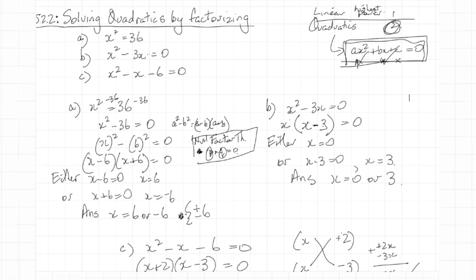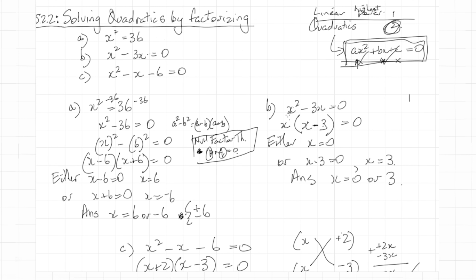Quadratics are generally of the form ax squared plus bx plus c equals 0. Here we didn't have it in that form, so we had to take the 36 over. And so we just had ax squared plus c. We didn't have any bx with this first one. And we just factorised using difference of two squares. And then we used the null factor theorem. Two things multiply together give you 0, and then one of those factors must be equal to 0.